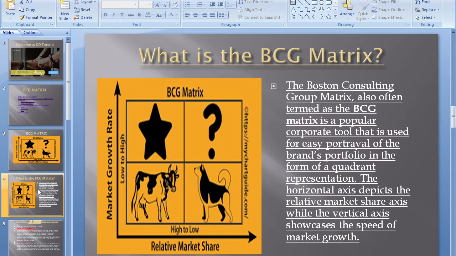Okay, first, what is the BCG matrix? The BCG matrix, also known as the Boston Consulting Group matrix, is a popular corporate tool that is used for easy portrayal of a brand's portfolio in the form of a quadrant. It means that a company knows about the product line of their organization. This is also a portfolio of any product. It means that a company knows where they earn cash and where they have to invest.